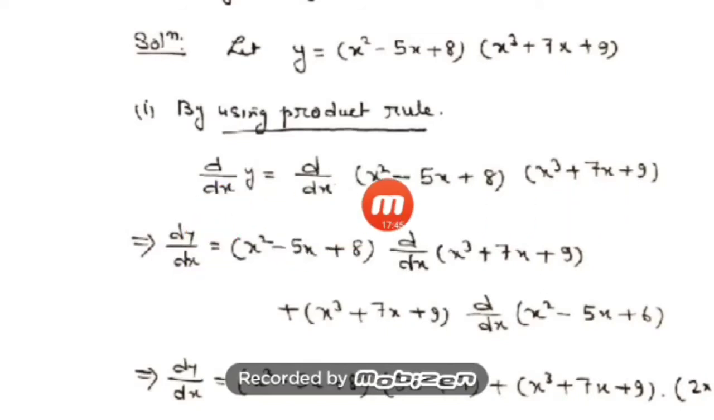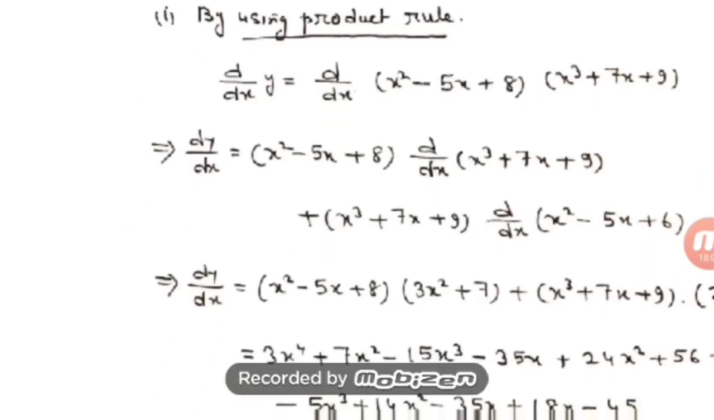dy/dx, this is u and this is v. So u d/dx of v plus v d/dx of u. So (x square minus 5x plus 8) into d/dx of this expression, that is x cube plus 7x plus 9, plus (x cube plus 7x plus 9) into d/dx of x square minus 5x plus 8. Okay, I have used here the u into v rule. The next step, what to do?